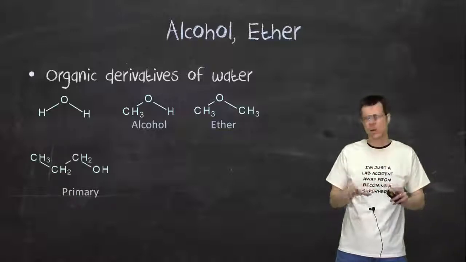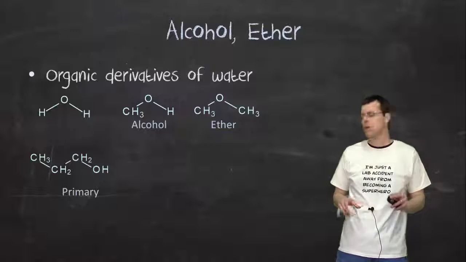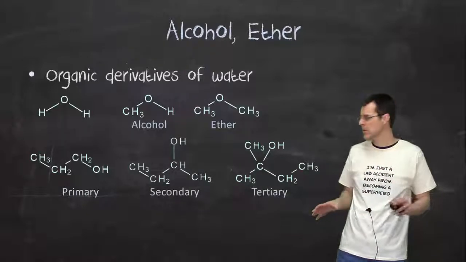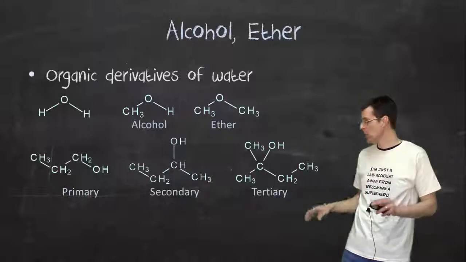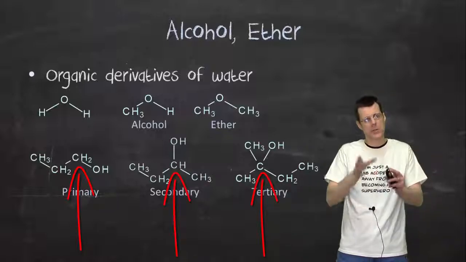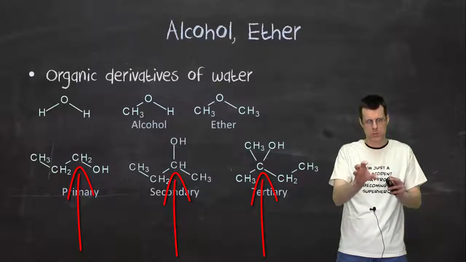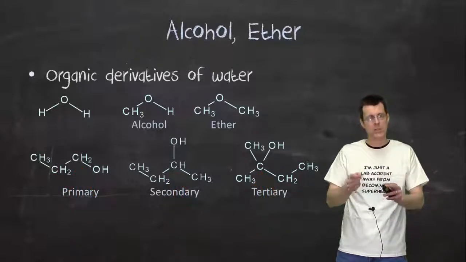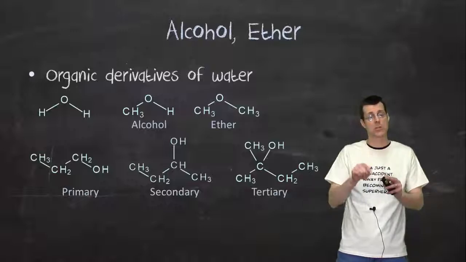Alcohols can further be divided up into primary, secondary, or tertiary. That's not going to be a big important thing for us. It'll come up in a lab that we do. But basically, you look at the carbon attached to the OH, the carbon that makes up the functional group, and you look to see how many carbons are attached to it.